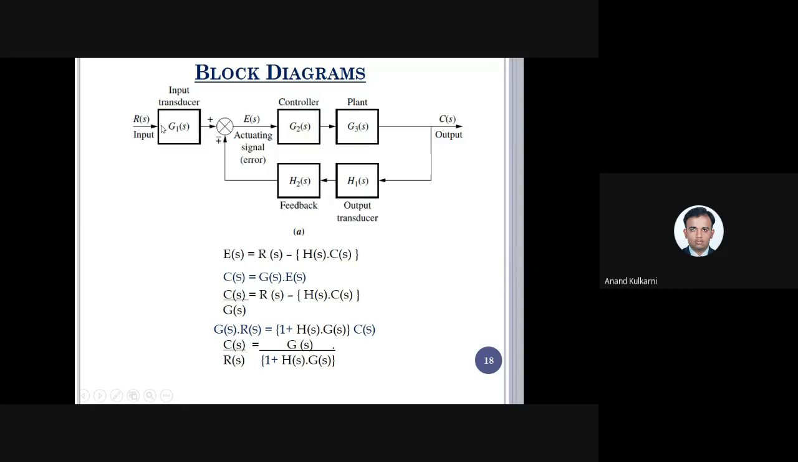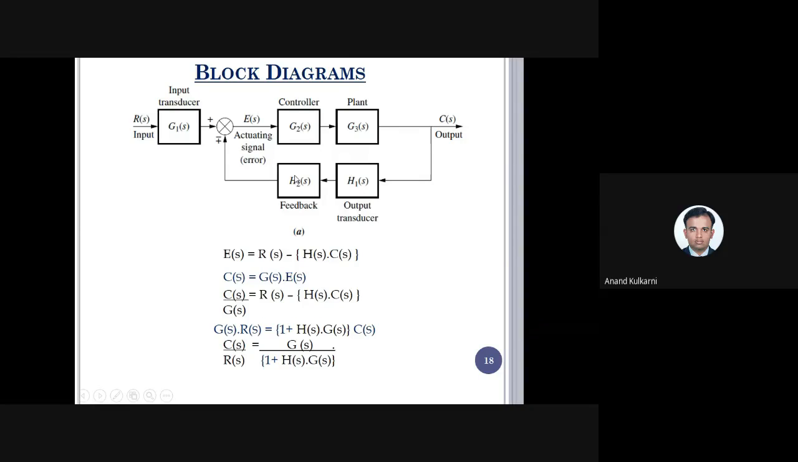So just observe here. R of S passes through the summing point, it comes through the controller, it comes through the plant, and we have a signal that is C of S. So this output is taken, it is passing through the output transducer, feedback is given, and this is called the actuating or the error signal. Now, in this case, how are we going to write the transfer function? So remember, what is E of S? E of S is equal to R of S minus H of S and C of S.